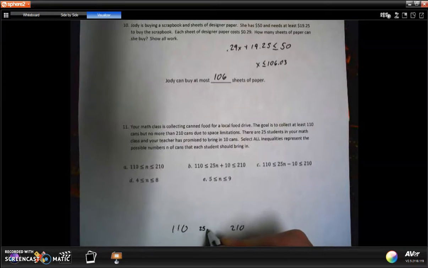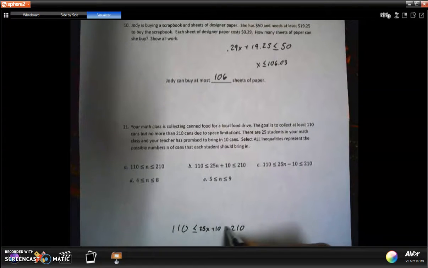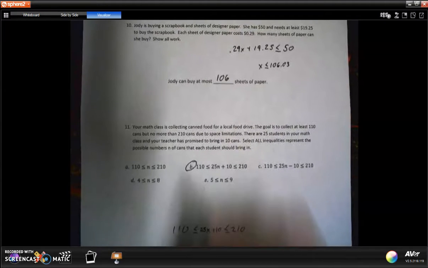Who knows what they're going to bring? But the teacher, we know, is going to bring 10. So it's got to be less than or equal to that, and less than or equal to that. So it's got to be between 110 and 25 students. So that looks like B.